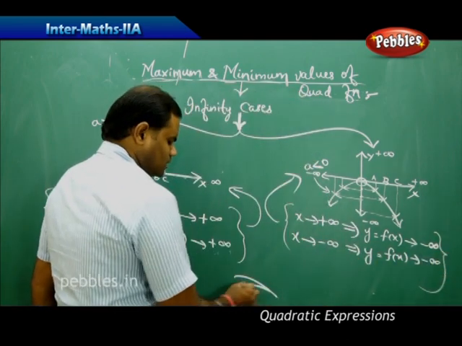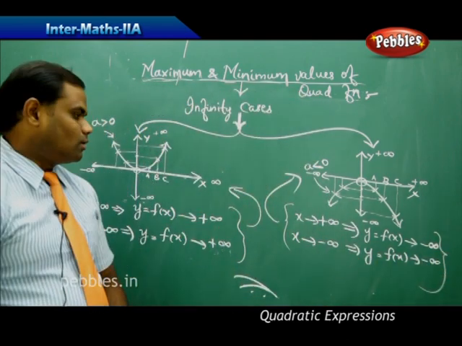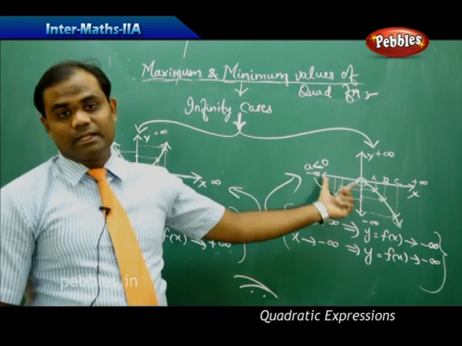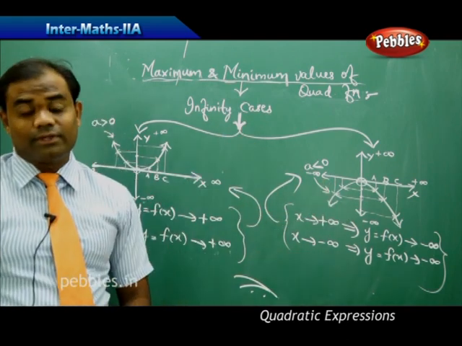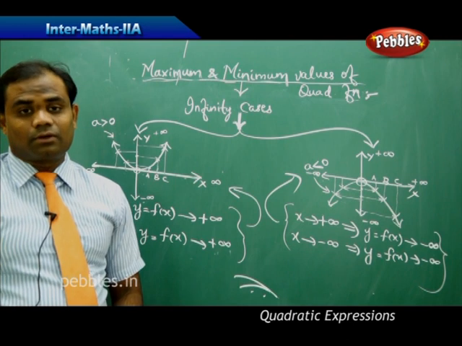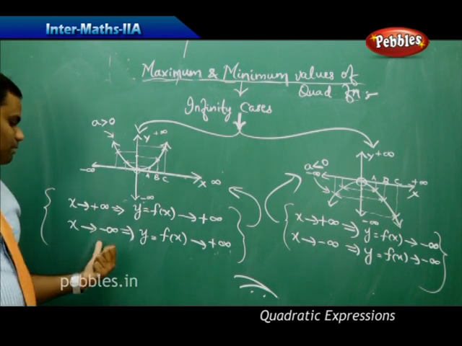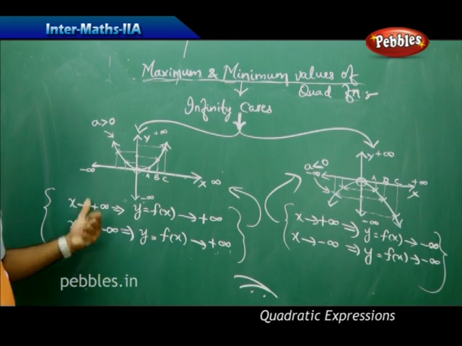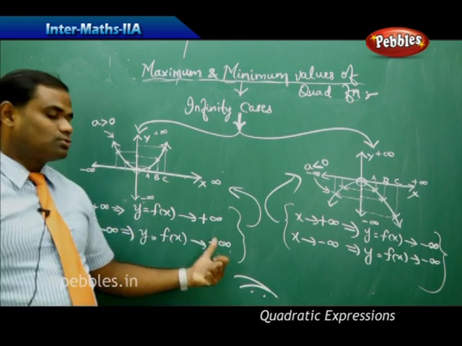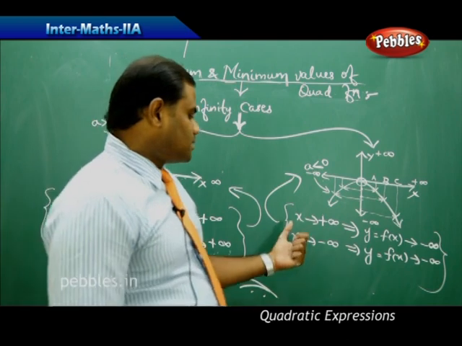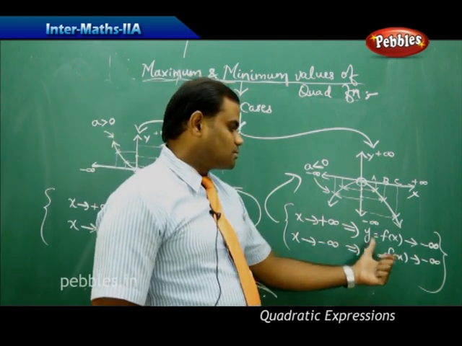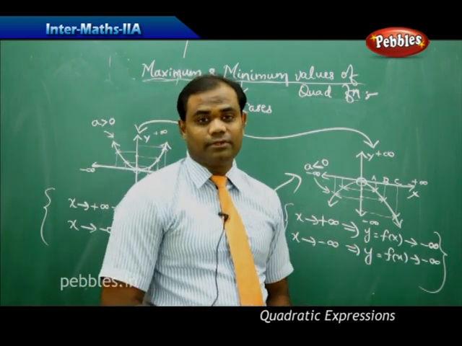This is how we understand the properties of a greater than 0 and a less than 0 in case of plus or minus infinity. x tends to plus or minus infinity implies y tends to plus infinity. x tends to plus or minus infinity implies y tends to minus infinity.